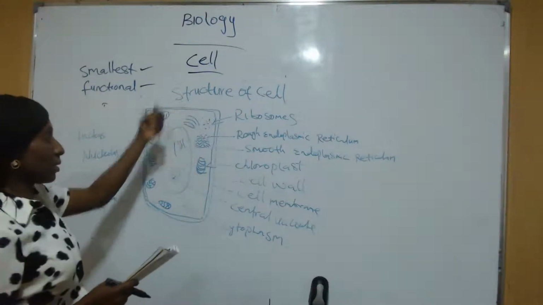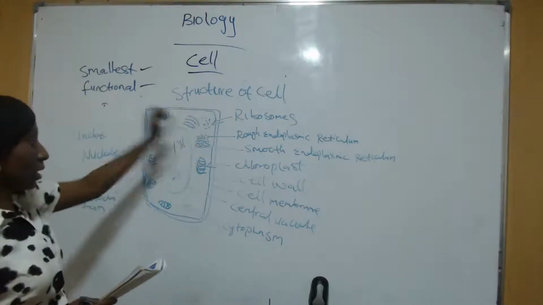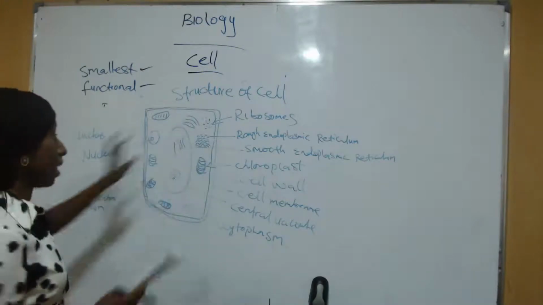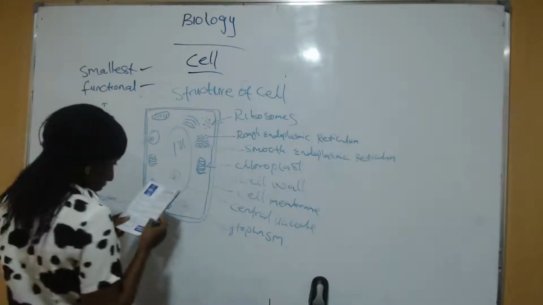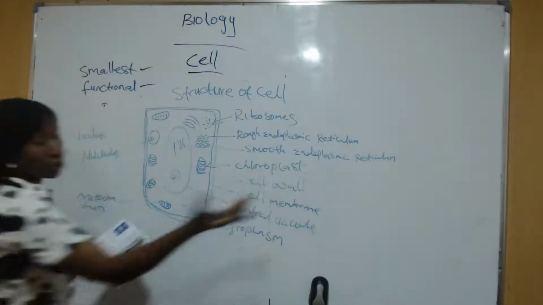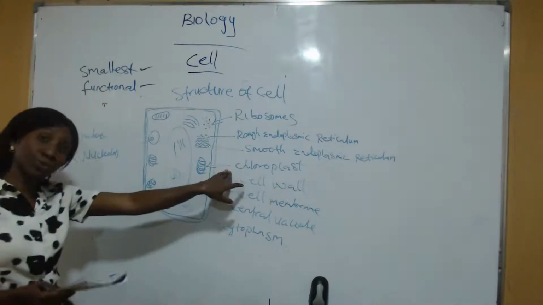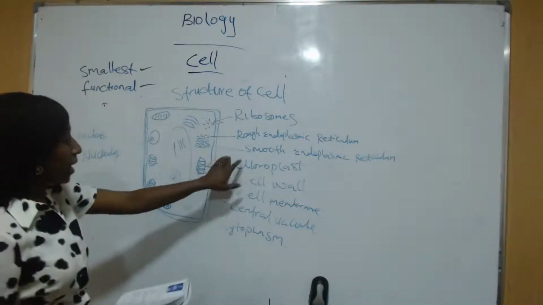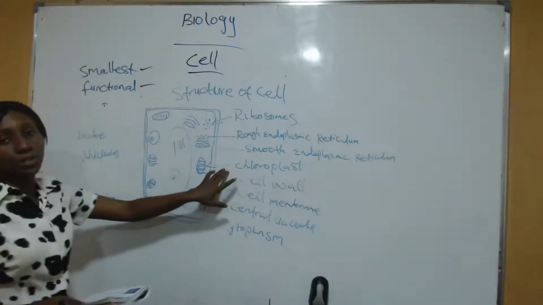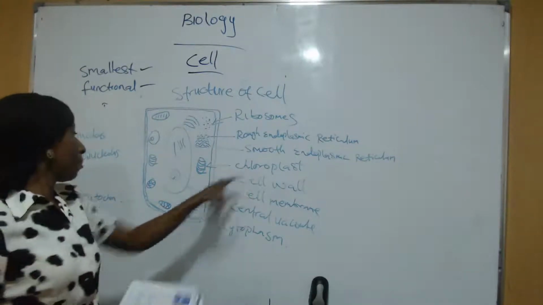Now you have the smooth endoplasmic reticulum. When there's poison in the cell, or a foreign body that is not supposed to be in the cell, it is the smooth endoplasmic reticulum that helps to digest it and take it out of the cell. Okay, you have the chloroplast. We all know what chloroplast is. This is what helps plants to produce their own food through photosynthesis. So any cell that doesn't have chloroplast is obviously not a plant cell, and a plant cell without chloroplast is a dead plant cell.